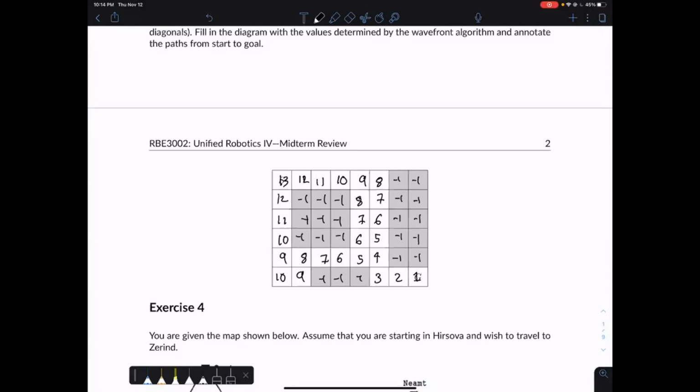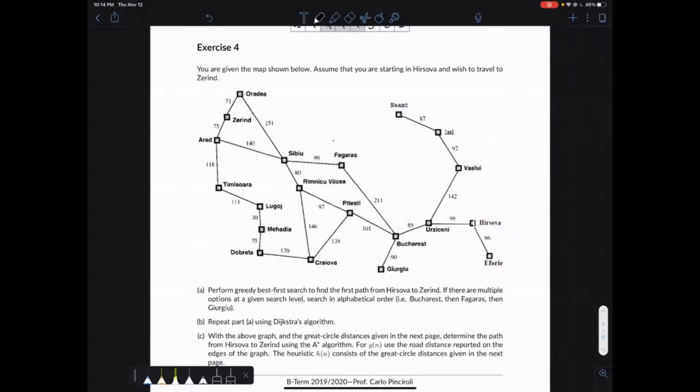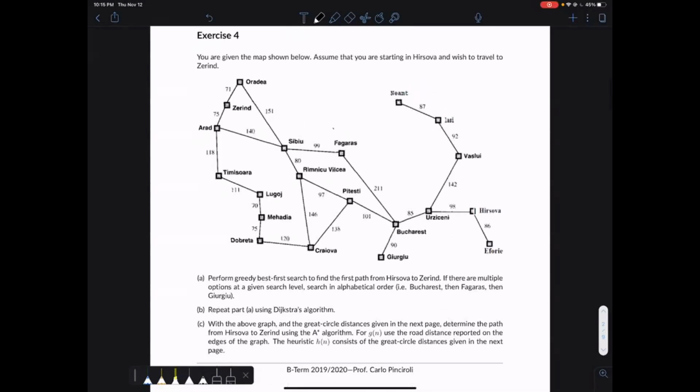Cool. Let's go ahead and move on to the last problem, which is the greedy breadth first search, Dijkstra's algorithm, and A star. Oh boy, this is the fun one. Okay, so, all right, let's see. What's the best way to show this to you guys? I'd honestly want to draw on the map itself, but all right. So we're starting off at this point here, and we are going to Zerend.